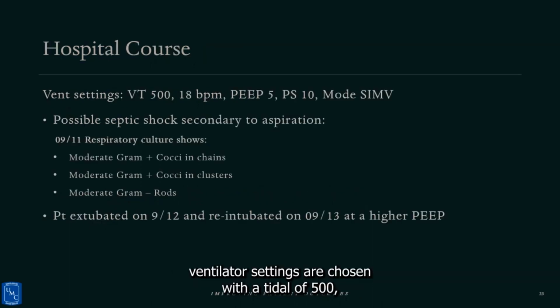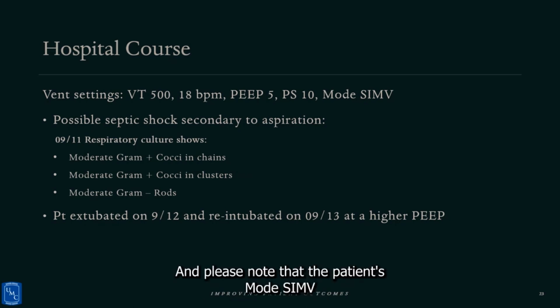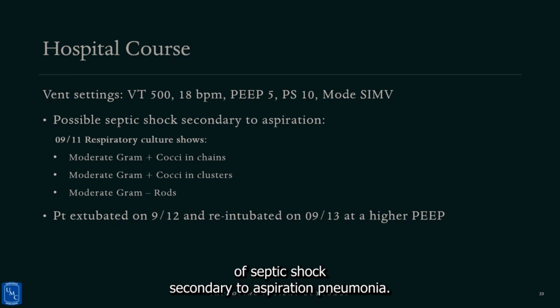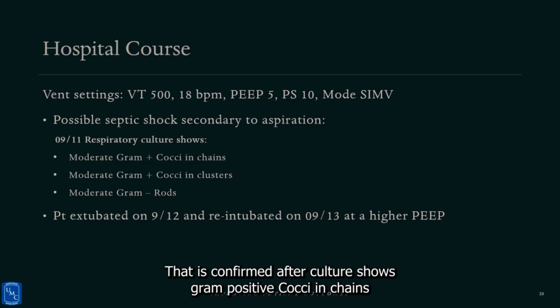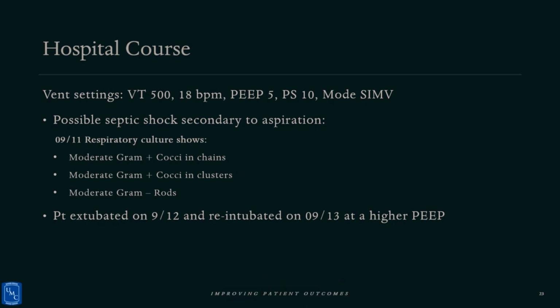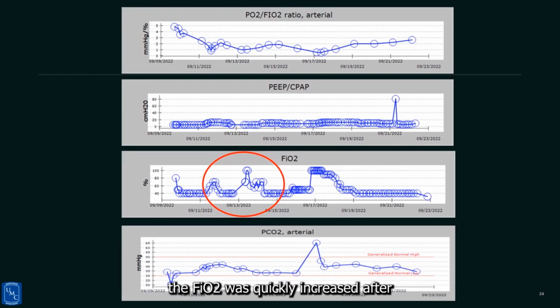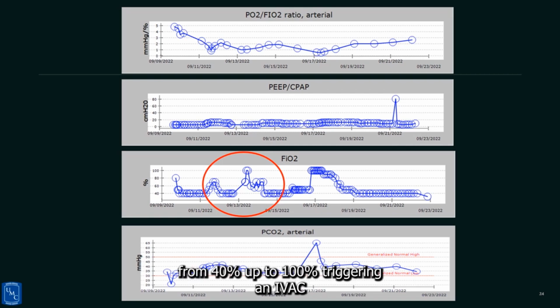The initial ventilator settings are chosen with a tidal volume of 500, a respiratory rate of 18, a PEEP of 5, a pressure support of 10, and please note that the patient's mode is SIMV. The working diagnosis is septic shock secondary to aspiration pneumonia, confirmed after culture shows gram-positive cocci in chains and clusters, and gram-negative rods. The patient is thankfully extubated on 9/12 and is reintubated shortly after, now requiring a higher PEEP. Here we have our graphics, and if you notice, the FiO2 was quickly increased after September 13th from 40% up to 100%, triggering an IVAC.